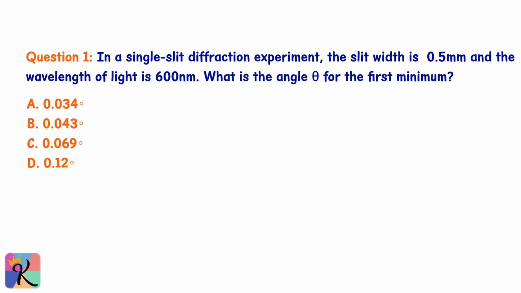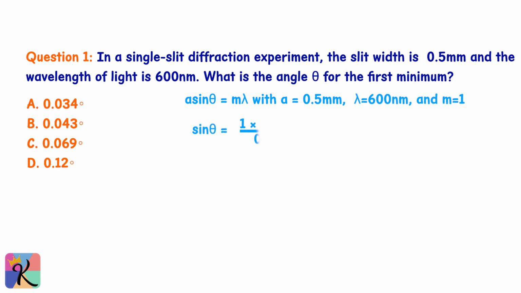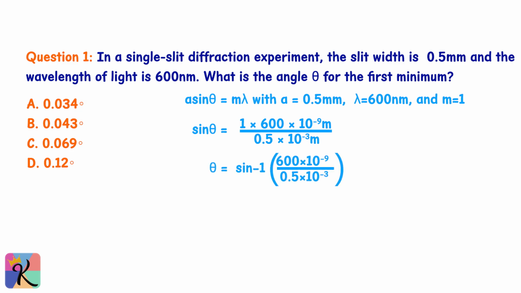Now, using the equation, a sine theta equals m times lambda, with a being 0.5 millimeters, lambda being 600 nanometers, and m being 1. Sine theta is equal to 1 times 600 times 10 to the negative 9th meters, all over 0.5 times 10 to the negative 3 meters, which gives us theta equals inverse sine of 600 times 10 to the negative 9th over 0.5 times 10 to the negative 3, which is about 0.069.